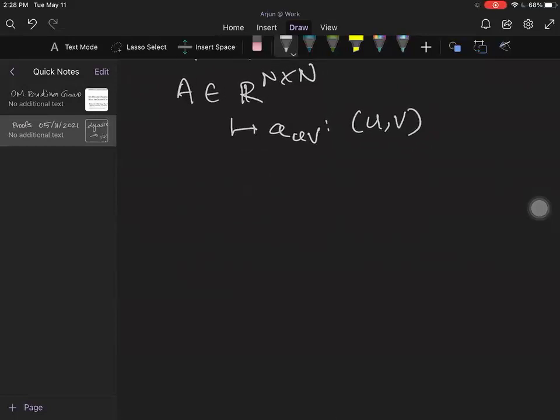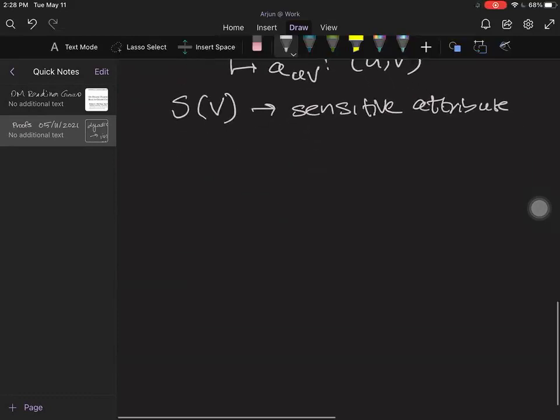Every vertex holds a sensitive attribute. So we're going to use this function S, which takes as input a vertex and returns the sensitive attribute associated with that vertex. Furthermore, we're going to let gamma of V be the neighborhood. This is very common notation in all the GNN papers. It's going to be our one-hop neighborhood of V.